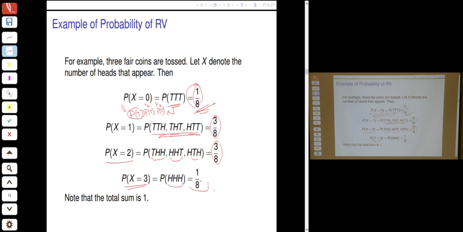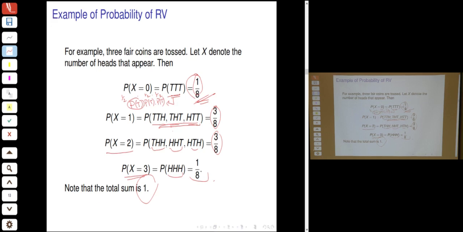And notice that the total sum is 1, because X, the number of heads, will be exactly some number among 0, 1, 2 and 3. So, the probability of X being 0 plus the probability of X being 1 plus the probability of X being 2 plus the probability of X being 3, that is, the sum of the probabilities of X being its various possible values, must be equal to 1, because the total chance of all possible eventualities of X must add up to 100%. Any questions?